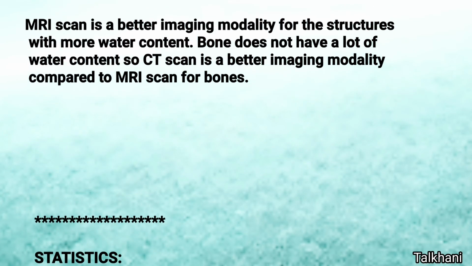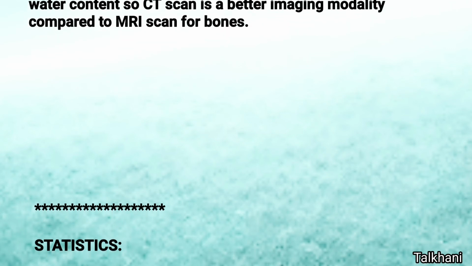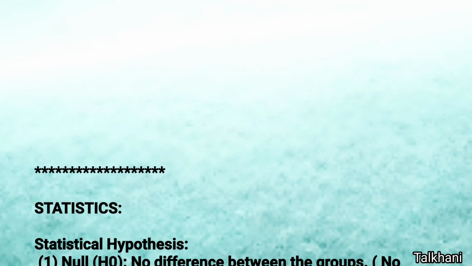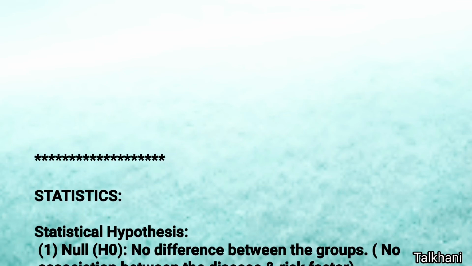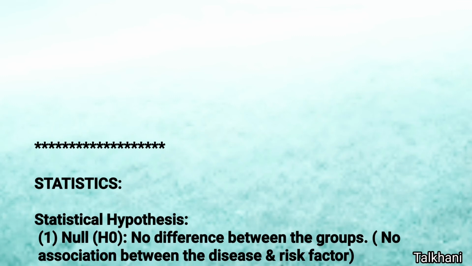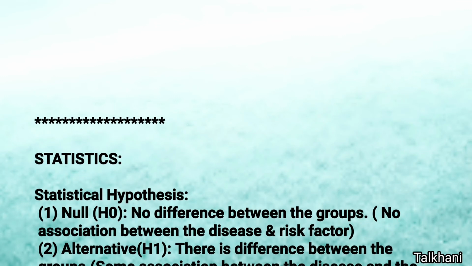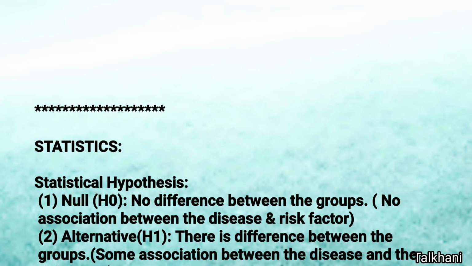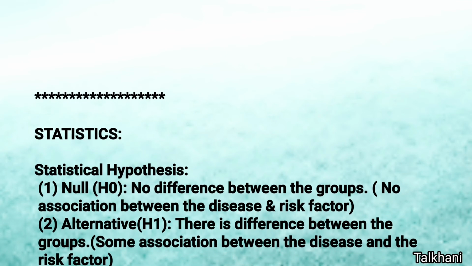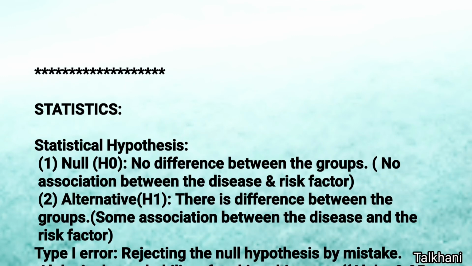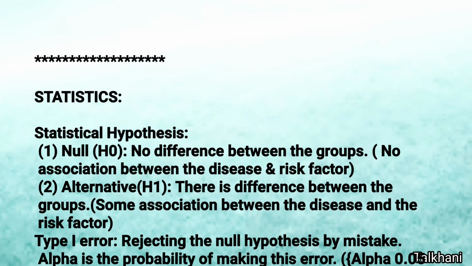What are the basic statistical hypotheses? Number one, null hypothesis, or H0, states that there is no difference between the groups. In other words, no association between the disease and the risk factor exists. Number 2, alternative hypothesis or H1 states that there is difference between the groups. In other words, some association between the disease and the risk factor exists.